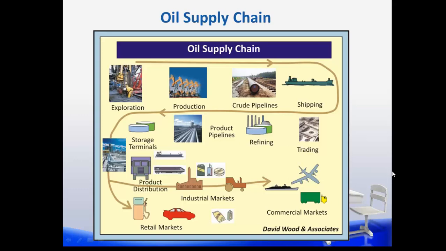Now, petroleum is also an interesting supply chain to look at, and this supply chain is provided by David Wood and Associates. In this case, they take their supply chain all the way back to the exploration process. Once crude oil is discovered, it is produced or drilled, transported by pipeline to shipping vessels who deliver the crude to refineries, and the refined product is further distributed through the pipeline. The product is then stored in strategically located storage terminals and distributed from there to the industrial and consumer markets.